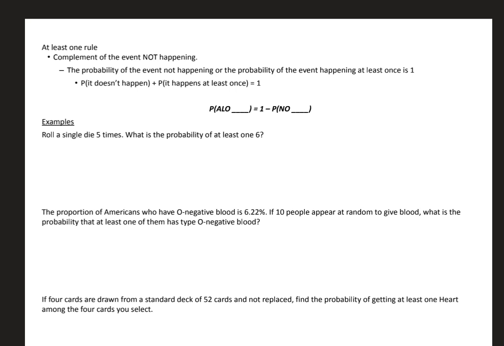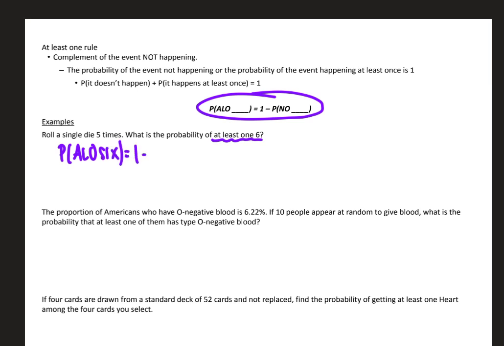So let's take an example here. It says roll a single die 5 times. What's the probability of at least one 6? As soon as I see I'm trying to find the probability of at least one something, I'm going to rewrite it using this rule here. So probability of at least one 6 is equal to 1 minus the probability of no 6s. Because when you roll 5 dice, you're either going to get no 6s or you're going to get at least one 6. So to find this probability, we need to calculate the probability of getting no 6s in 5 rolls.